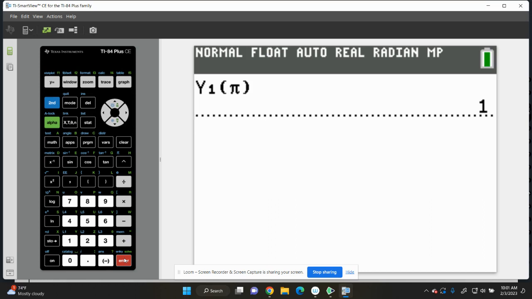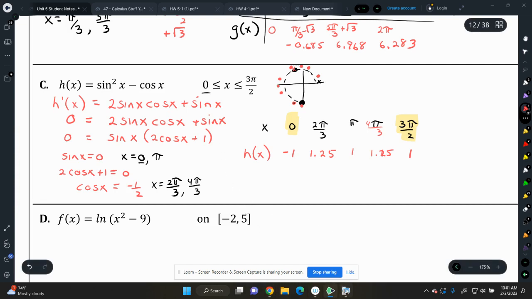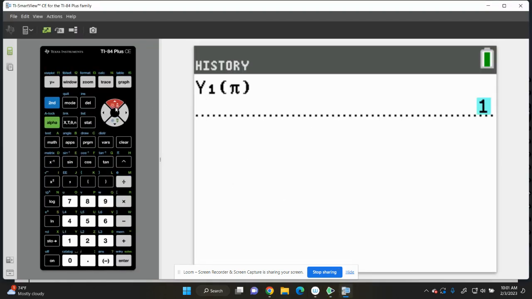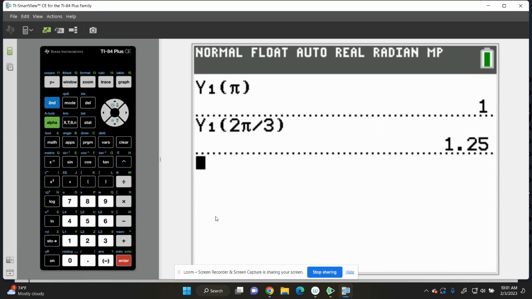The reason that I like to do it like this is when I have multiple values to do. Now I can just arrow back up to that, press enter, and then go over and change the value. So now I can change it to 2 pi over 3. Plus, I can see the history of those values. If you do the calculate value through the graphing feature, you're only going to see one at a time, and it takes a little bit longer. So this is so easy now to go up and just keep changing those values.